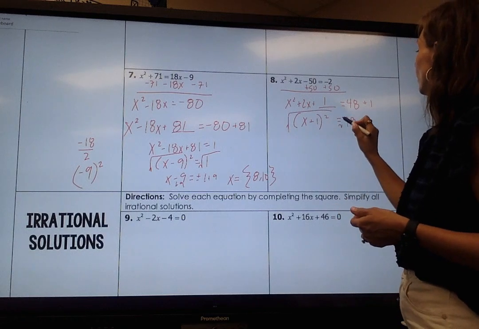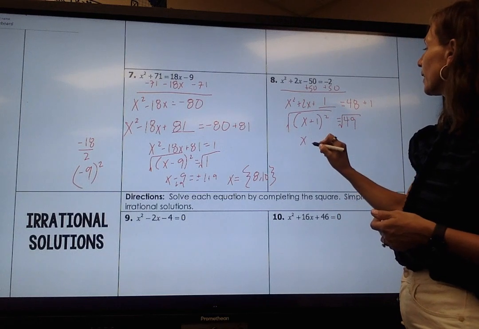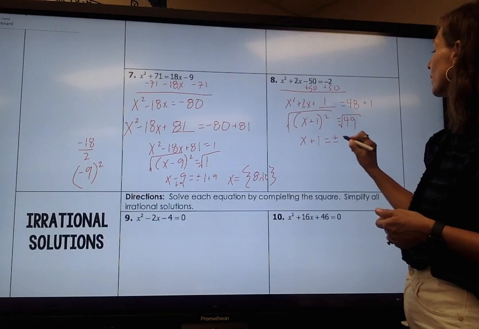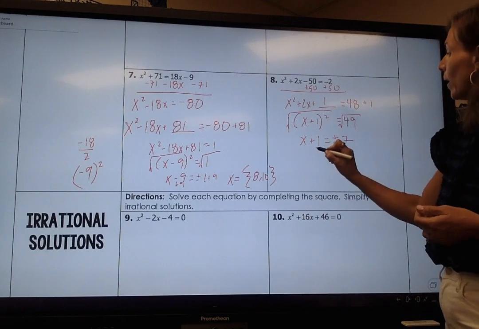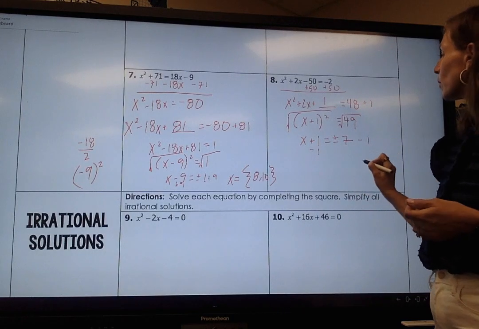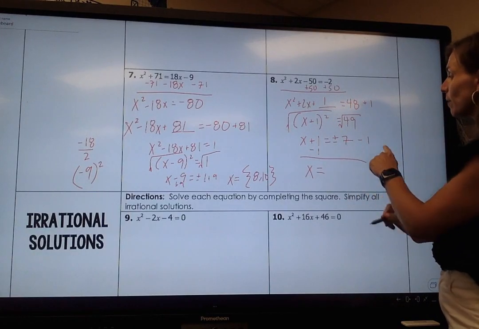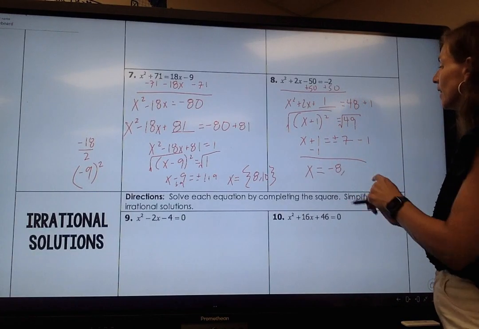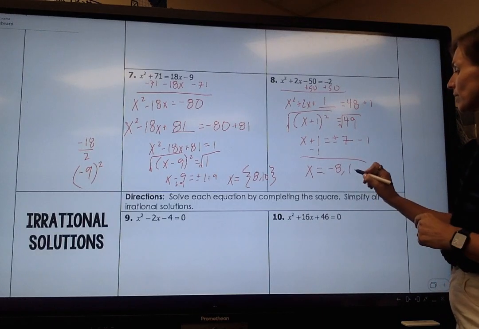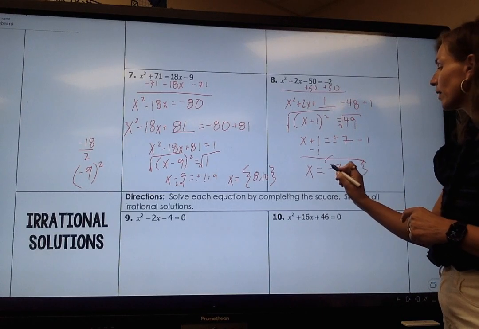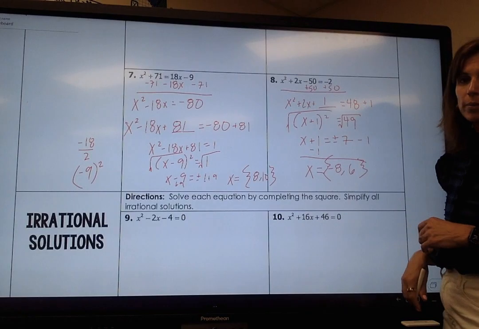I square root, and I get x plus 1 equals plus or minus 7. When I subtract 1 on both sides, you have two separate answers. You get a negative 7 minus 1, which is a negative 8, and you get a 7 minus 1, which is 6, and put brackets around least to greatest, numbers don't repeat.